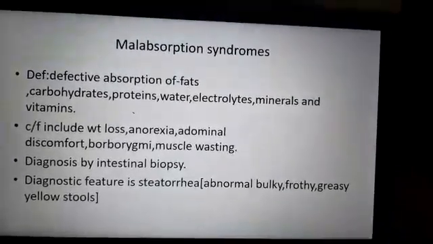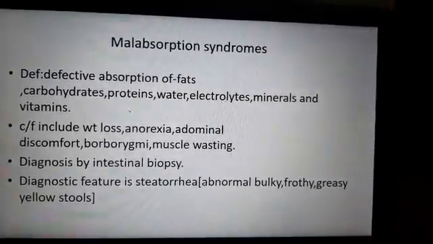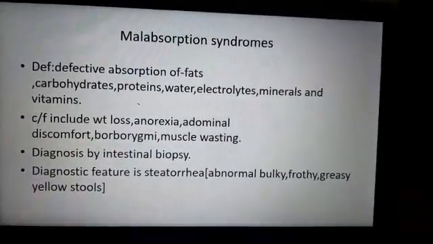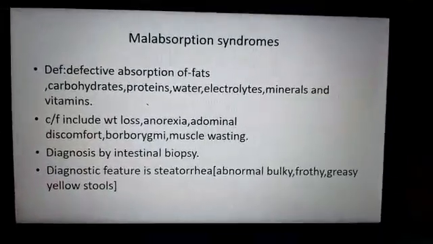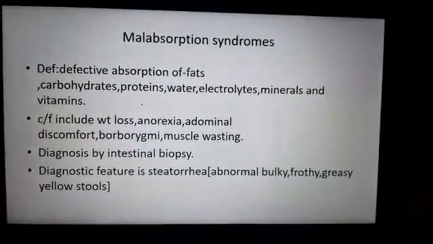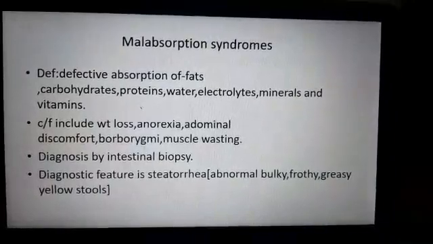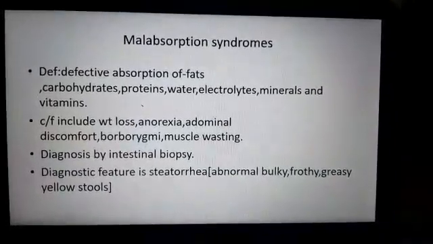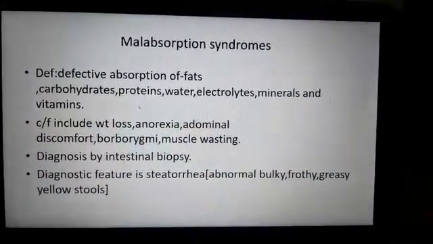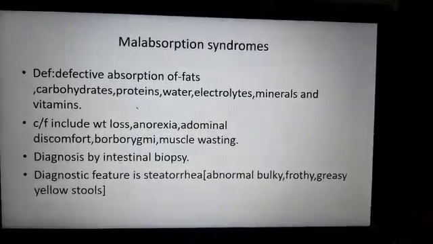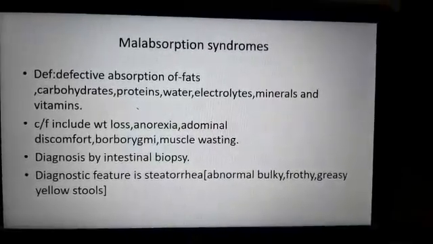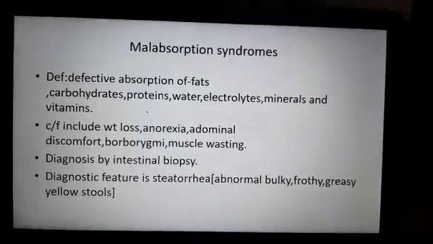The clinical features include weight loss, anorexia, abdominal discomfort, borborygmi, and muscle wasting. Diagnosis of malabsorption syndromes is by intestinal biopsy. The diagnostic feature is steatorrhea, where there will be abnormal, bulky, frothy, greasy yellow stools.